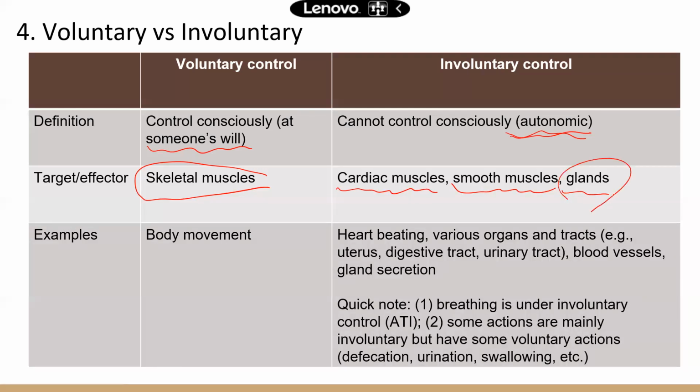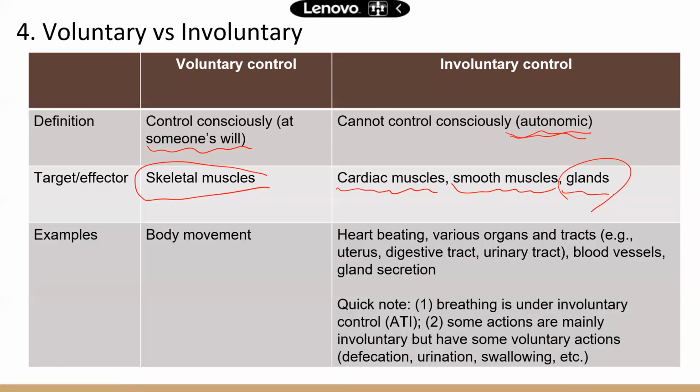And glands, that's pretty straightforward too, right? So think about your sweat gland. Nobody wants to look very sweaty, right? Can you tell the sweat glands not to sweat? You can't, right? So the glands are under involuntary control as well. So you may see questions on TEAS that ask you to identify whether this body part or a target organ or tissue is under voluntary or involuntary control.